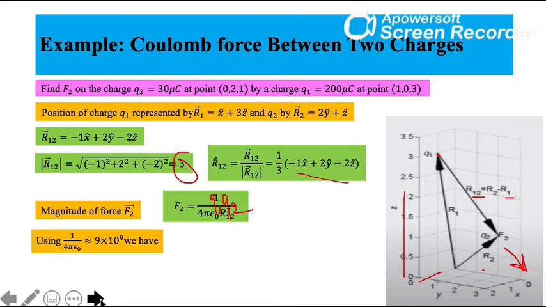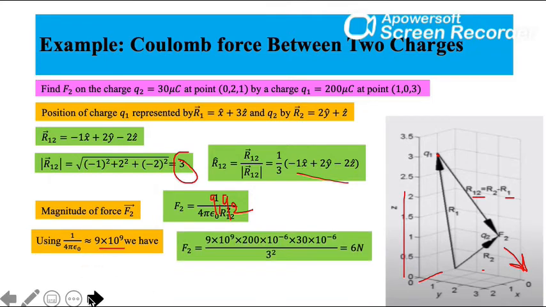Usually we will take the approximation that 1 by 4 pi epsilon naught is equal to 9 into 10 to the power 9. So to calculate the magnitude of force, put it over here, multiply it with the magnitude of charges and divide it by distance square. The distance between the two is 3, so r12 square is 3 square. So you are going to get 6 newtons. This is the magnitude of force.